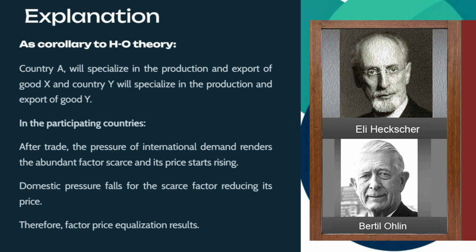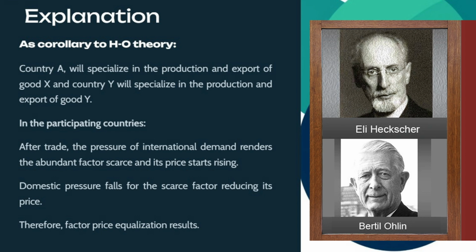So going by the assumptions of the explanation that we are taking here, we are assuming country A to be labor abundant and country B to be capital abundant. And therefore, following Heckscher-Ohlin theory, country A will specialize in the production and export of good X, and country B will specialize in the production and export of good Y.